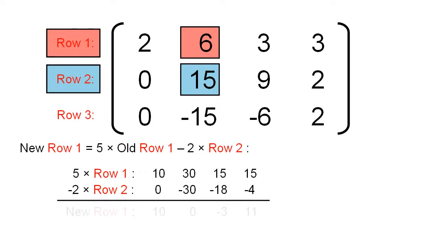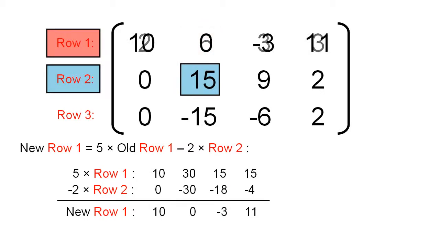then I get, for the new row 1, I get the 0 in the position where I want it. So I want that 6 to become a 0, and that works. So we'll replace row 1 with the new row 1.